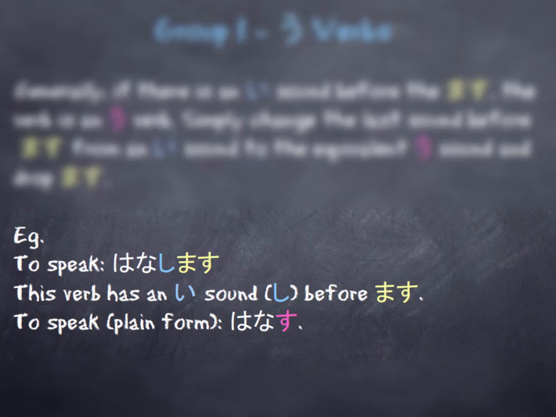Well, for example, if we use the verb speak, which is hanashimasu, we can see here directly before the masu we have an i sound, which is shi. So what we need to do is change that shi sound to an u sound, which in this case will be su. So we change shi to su and we drop off masu. So as you can see at the very bottom here, the verb to speak in its plain form is hanasu.